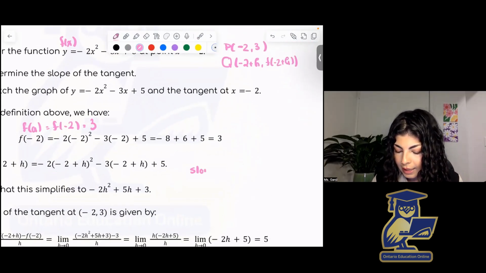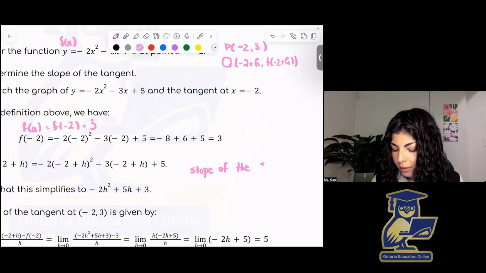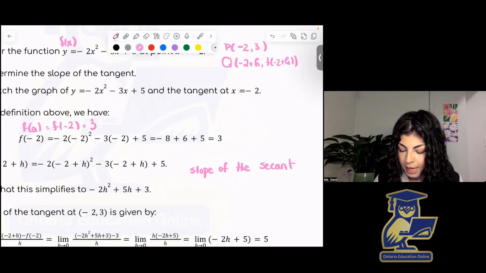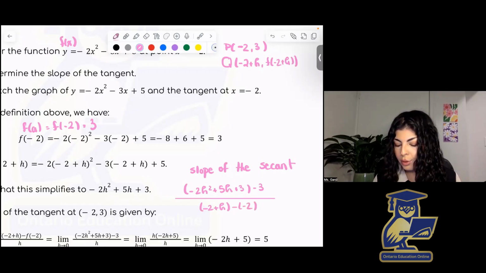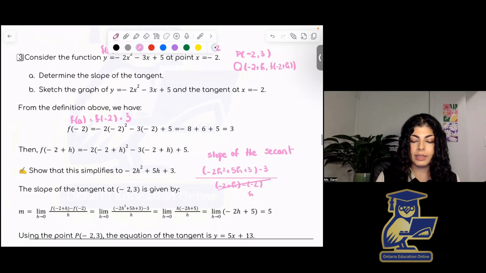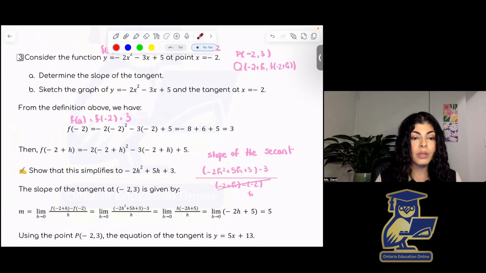The slope of the secant would be that negative 2h squared plus 5h plus 3, take away 3, over negative 2 plus h, minus negative 2, which will just give us h. And if you look over here, this is now the slope of the tangent shown by m, the same fraction, but with that limiting behavior where h is approaching 0.